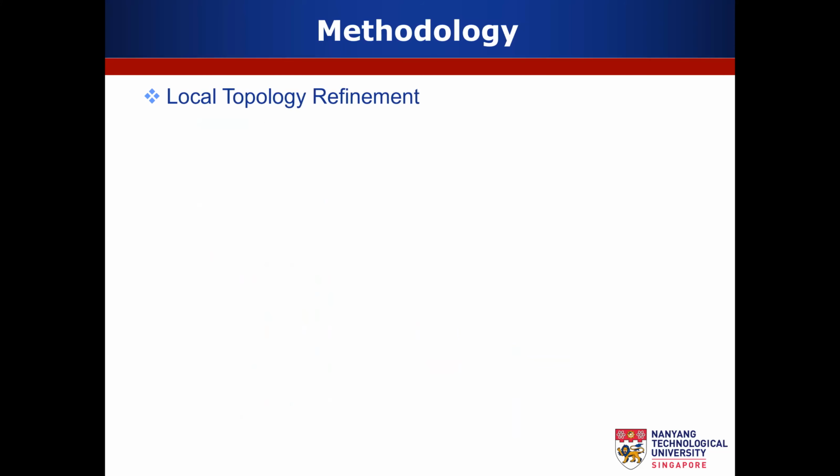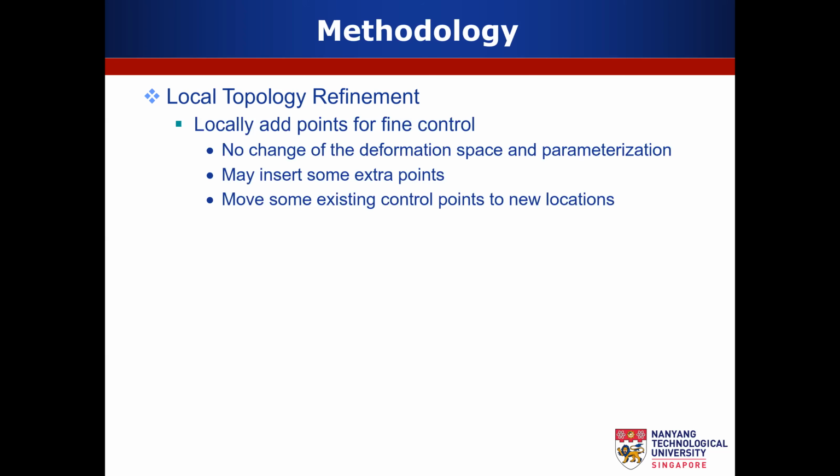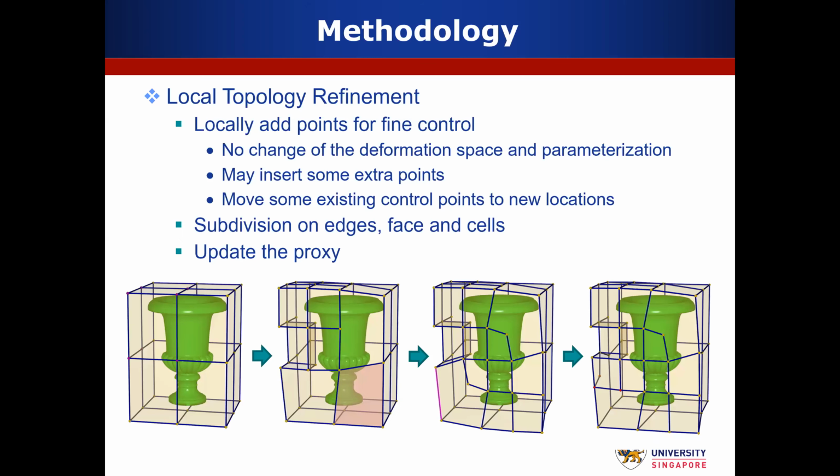The control lattice and the proxy can be refined by locally adding points, which results in local topology change of the proxy. To keep the parameterization of the deformable space unchanged, the refinement is done by the T-spline volume local refinement algorithm. Note that the refinement may cause insertion of some extra points or move some existing control points to new locations. The user can select one or more edges, faces, or cells to subdivide. In addition, the proxy will be updated thereafter.